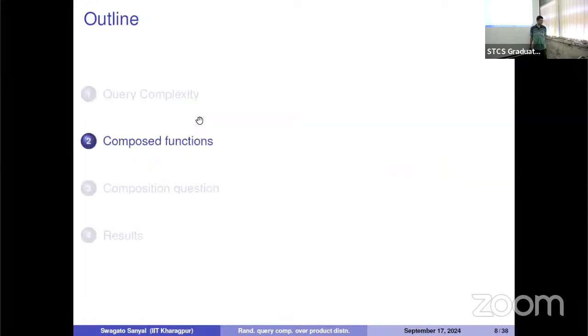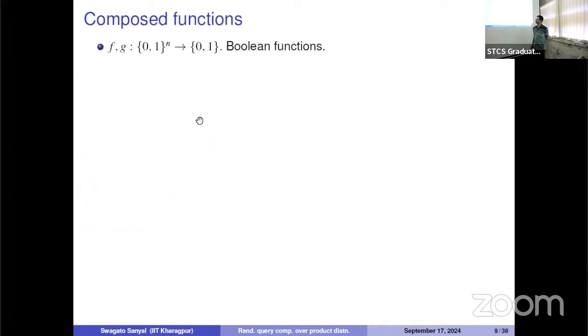As I said, we'll analyze the complexity of a class of functions under this query model, and they are called composed functions. So let me tell you what they are. Let's say f and g are 2 functions on n bits. They don't both have to be on n bits, but let's assume that for simplicity, and nothing much is lost.